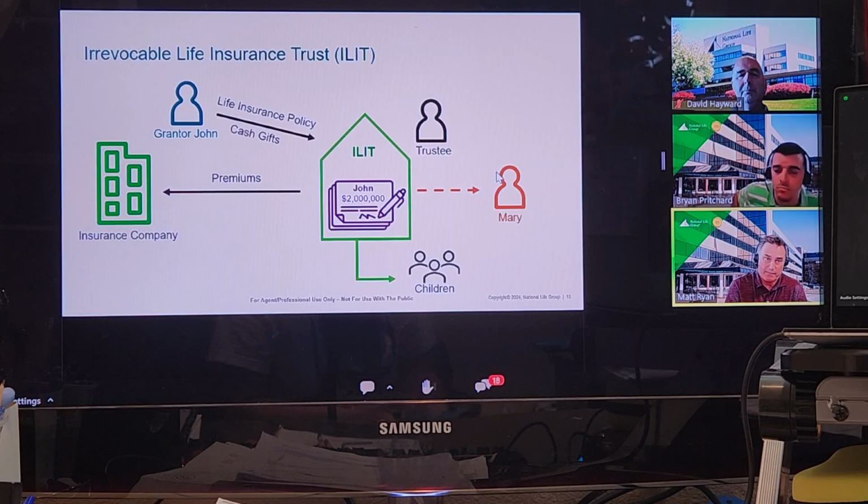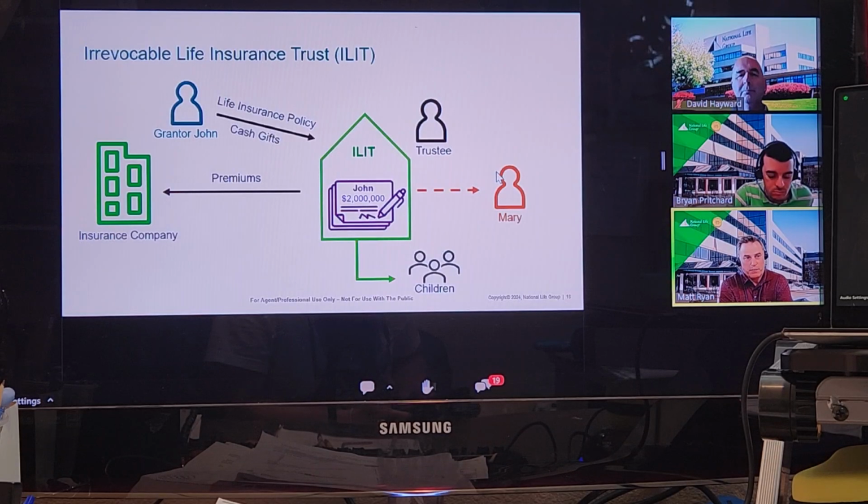And going forward, if that premium is above his annual exclusion amount, and that's times the number of beneficiaries he has of that ILIT, he has to use some of his gift exemption every single year when he makes that gift, if he doesn't want to pay a gift tax. Now remember, in order for that to be a gift, that gift of cash to pay the premiums has to be a present interest gift. All that means is that the beneficiaries have to have access to that money and be able to use it. You can't put restrictions on it.